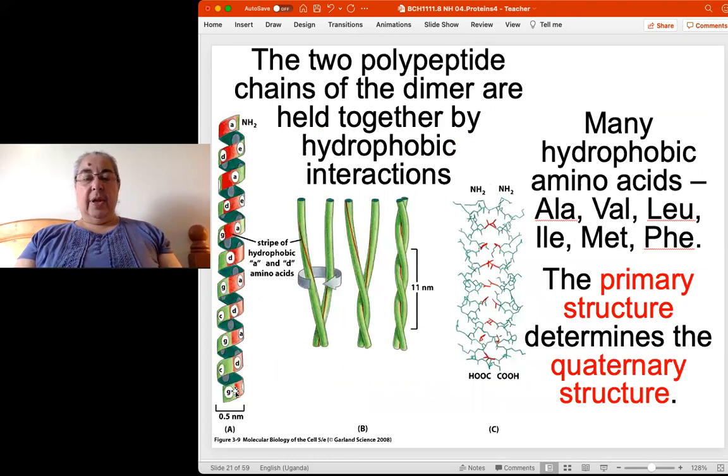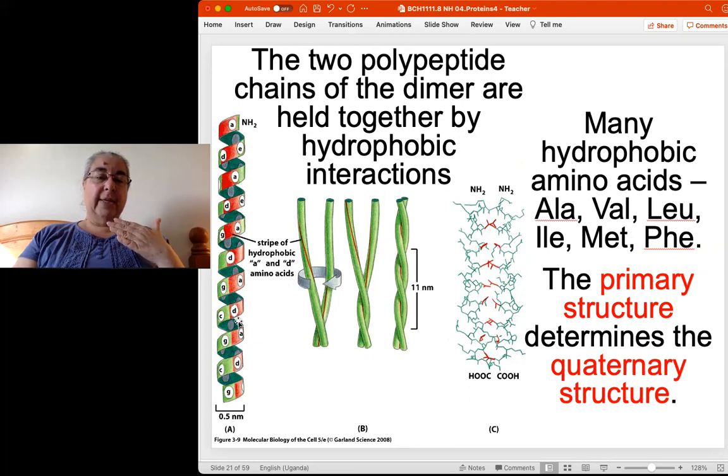When the polypeptide chain is coiled up into an alpha helix, these hydrophobic amino acids end up making a sort of stripe along one edge of the alpha helix. And it's not a straight stripe; it's a stripe that forms a helix around the helix. Okay, can you see that? This red portion in the diagram represents the hydrophobic amino acids and where they lie in the alpha helix of keratin.